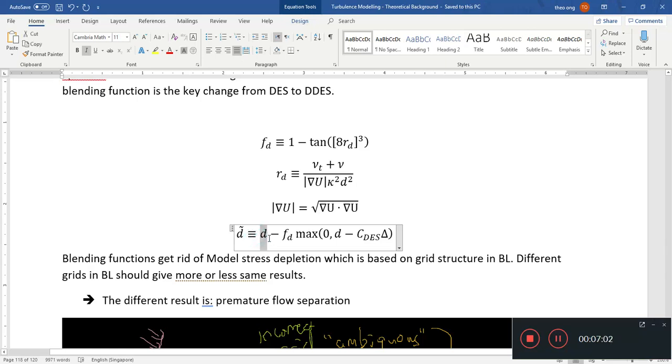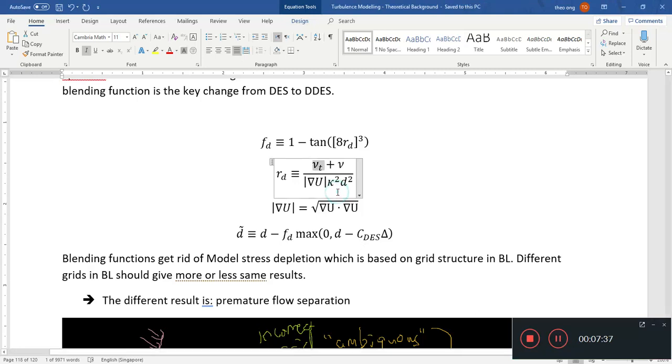It is based on, of course, the distance from the wall, but it's also based on FD, which is this blending function, and it's ultimately also dependent on the turbulent viscosity and the local velocity gradients. So this makes D a little bit more sensitive, not just to the grid itself, but also to the velocity vectors, the velocity gradients, and the turbulent viscosity.